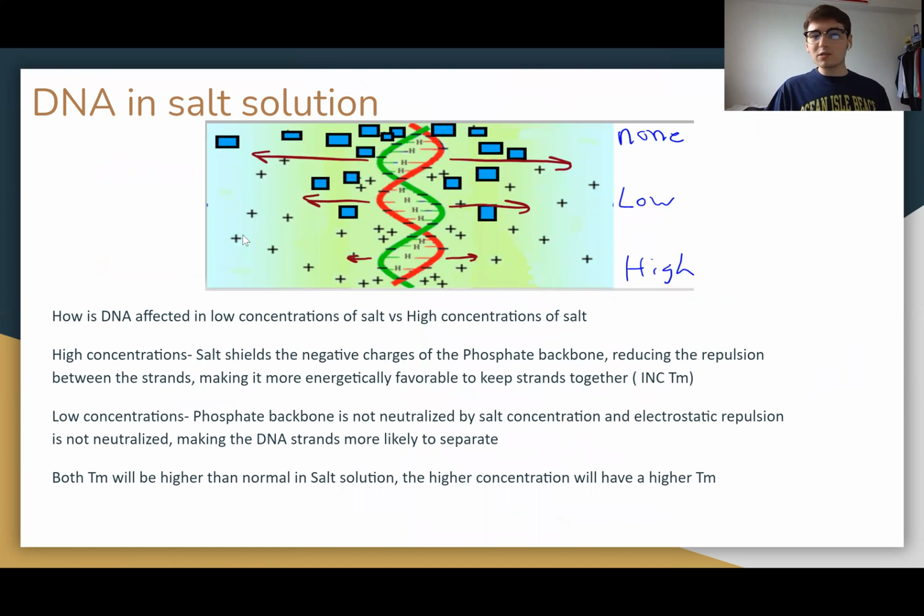So DNA, when it's put in a salt solution, how is it going to affect the melting point and how fast it'll denature? So with no salt in a solution, there's a lot of negative charge in our phosphate backbone. So that's going to be pulling apart our strands, and it'll be easier for it to denature, so a lower temperature of melting.